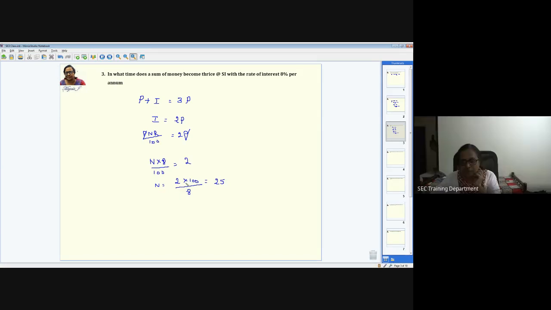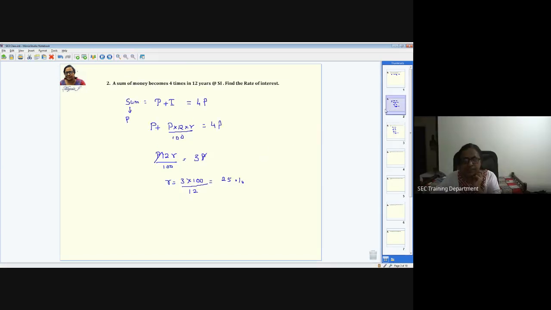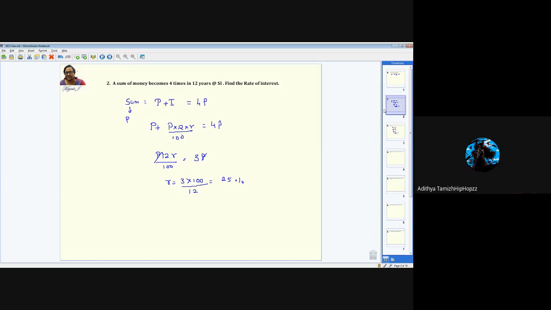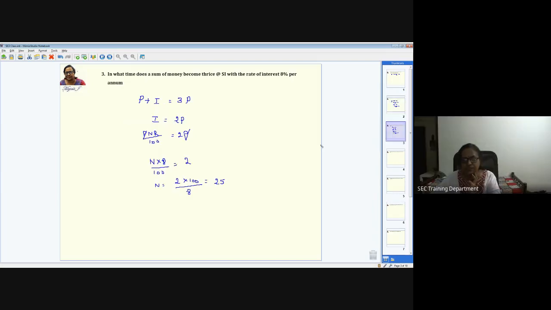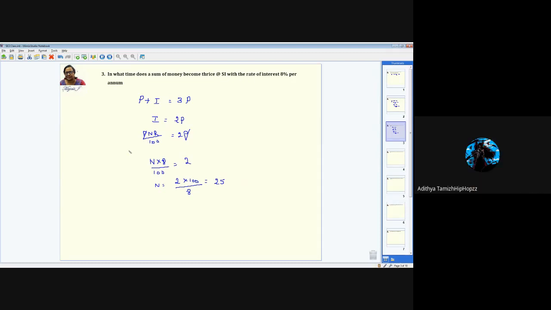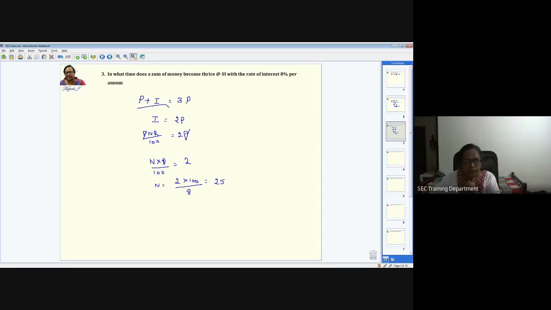It's almost the same problem. In the previous problem, what we had is the same sum of money. No, it's a little different. Okay, any doubt in this? This is the main formula which you should remember. 3 times or 4 times or whatever is given there. Next.